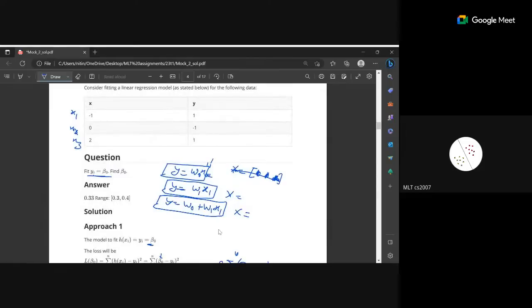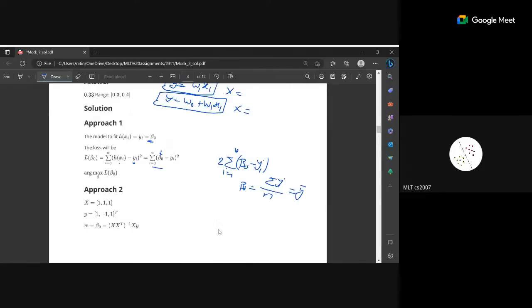Give me a constant that best describes your labels. What will that constant be? It's just the mean of those labels. So actually you need not do any calculation in this question. You just take the average of labels and report that mean. But if someone solves it in the manner where you choose (X transpose X) inverse X transpose y, then you have to take care which X you are choosing. This approach is clear, right?